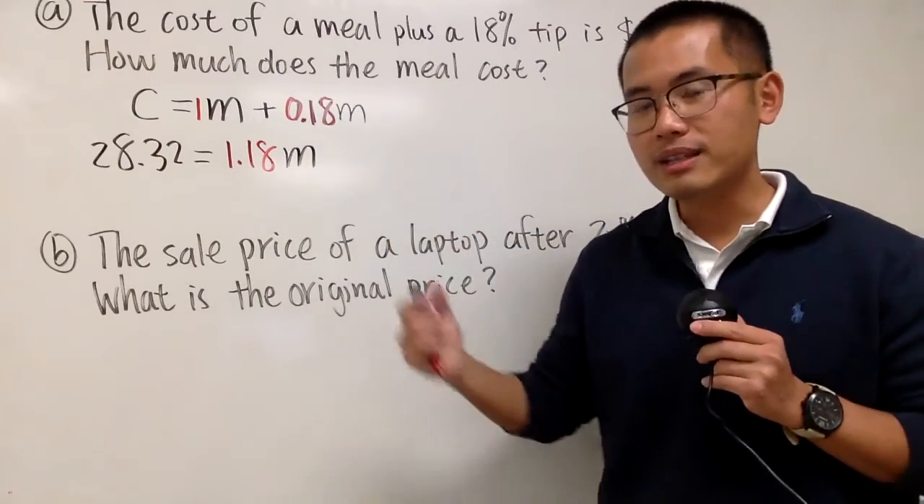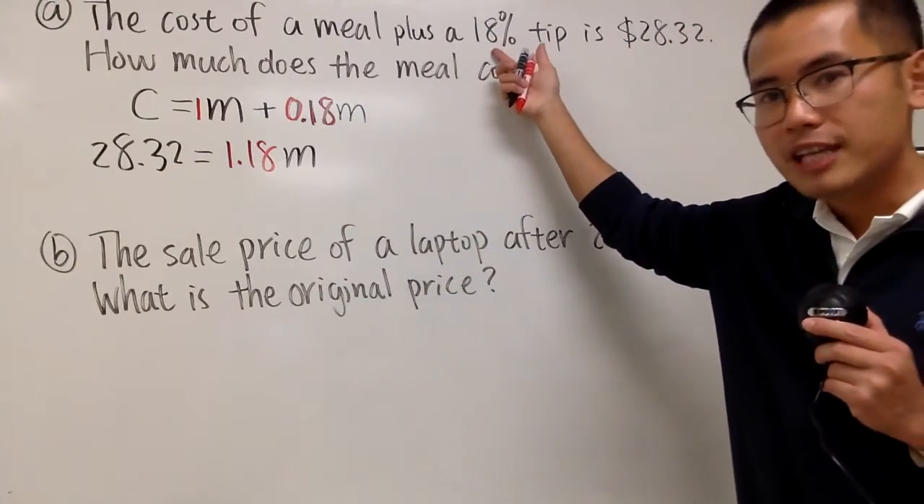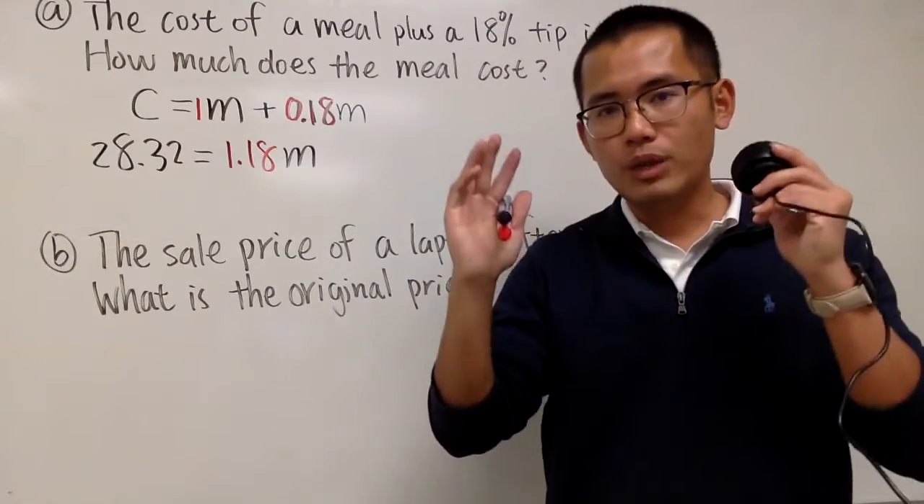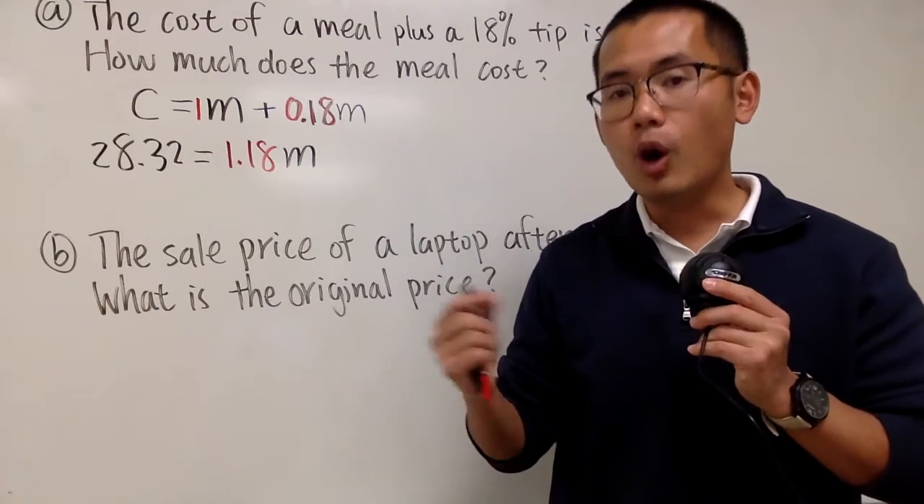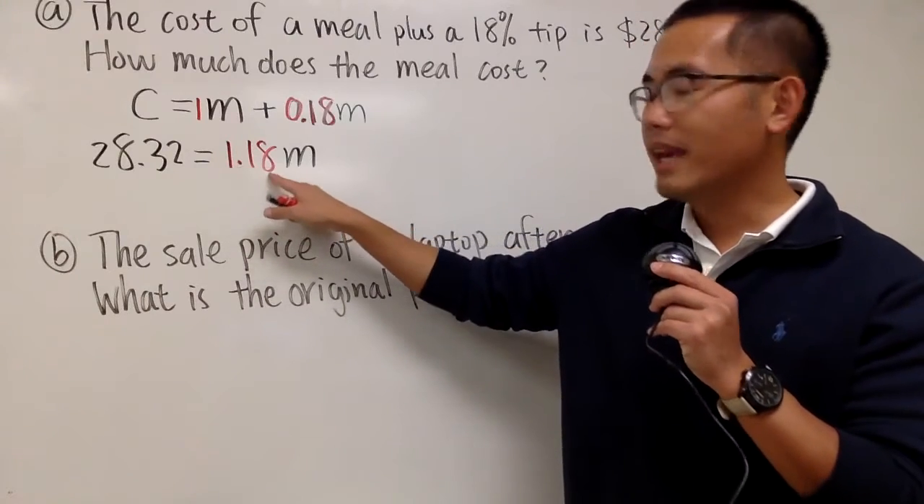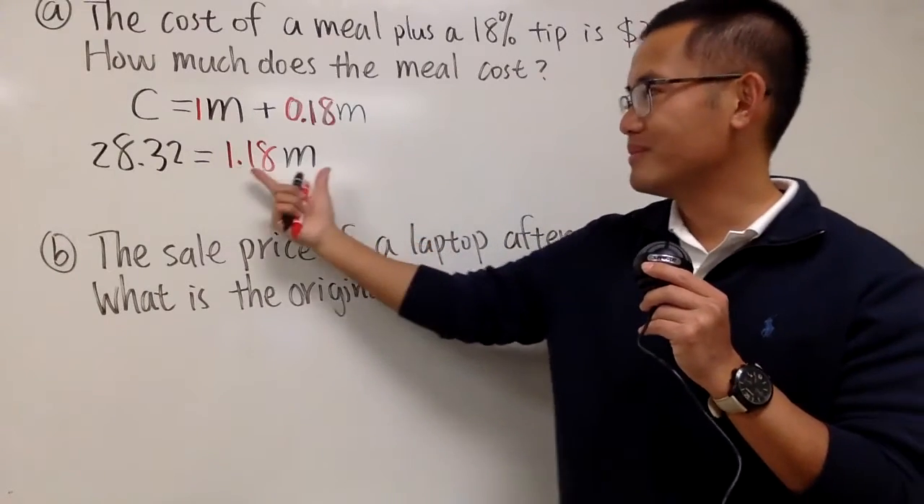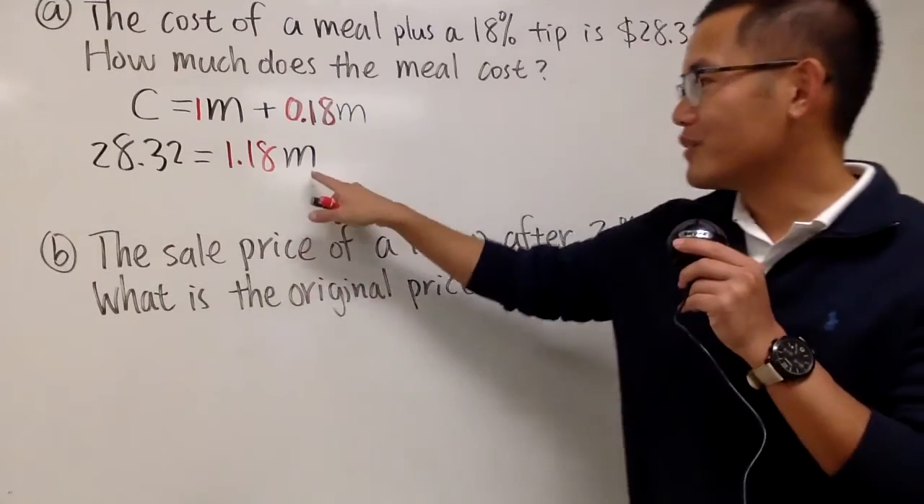And another way to look at this equation is that because we are paying an additional 18%, originally we have 100%, but we are paying an additional 18%, altogether is 118%, and that's exactly 1.18 of the meal. Right? 118% of our original meal. By the way, we are going to find out what M is.